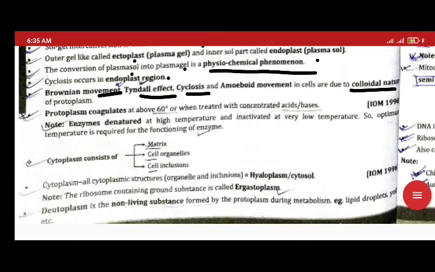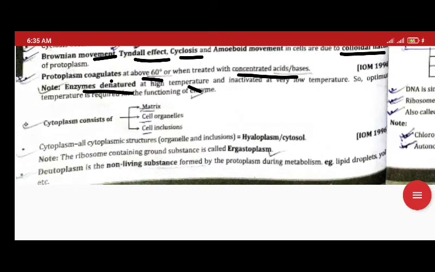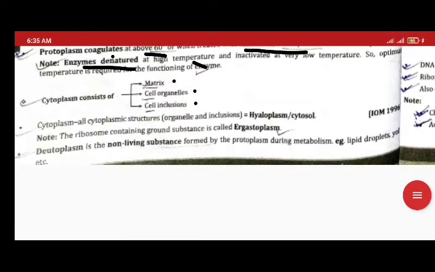So it is mainly colloidal in nature in the cell body. Now protoplasm coagulates above 60 degrees, or when treated with concentrated acid or base. Enzymes are denatured at high temperature. Now cytoplasm contains matrix, cell organelles and cell inclusions. So cytoplasm includes these three: matrix, cell organelles and cell inclusions. The cytoplasmic matrix, with all its structures, is called hyaloplasm.